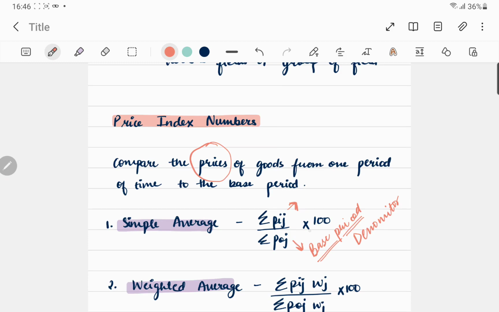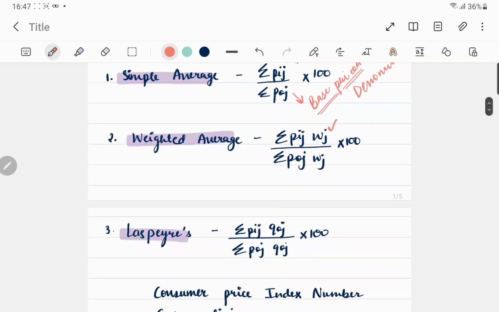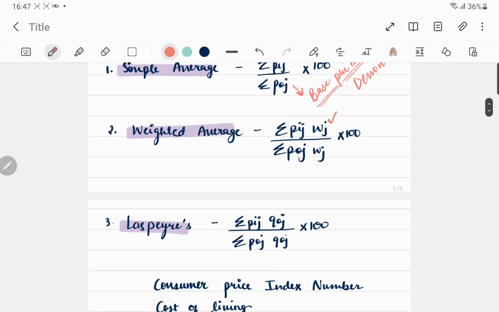So you multiply by 100, and it will give you an index number based on the simple average. Now this is very basic and we ignore some factors here, so we come up with a new idea, which is the weighted average, which is better than the simple average. In this you can have weights, and that weight could be anything. If we take the example of Laspeyres' index, the weight is nothing but the quantity of the base period.